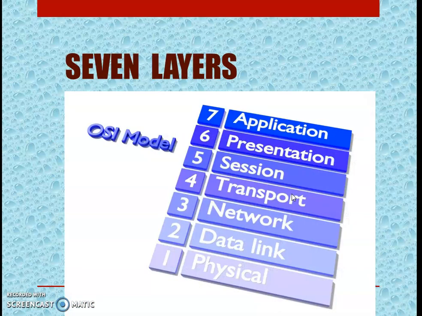These are the 7 layers of OSI, which are used to transmit data from one computer to another computer. Through these layers only, whatever data we are sending is transmitted. They are physical, data link, network, transport, session, presentation and application layer. How the data is transmitted through these layers, I will explain through one example.